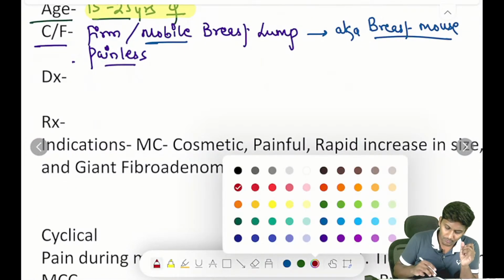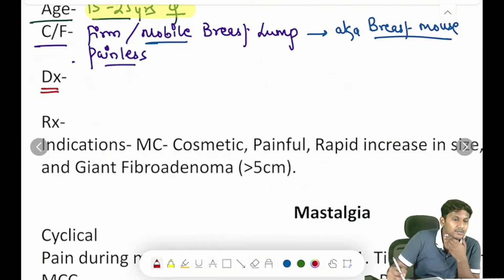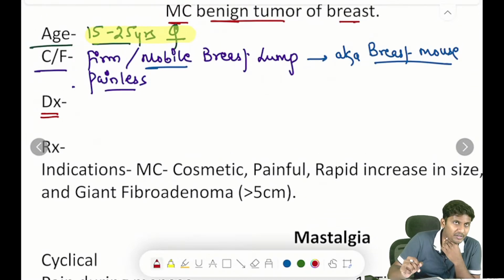Okay? That is important. Now what is done for diagnosis? If I talk about the diagnosis, then definitely for diagnosis, what we have to do? As I've told you, this is a young female who is coming to me with a breast lump. Definitely triple assessment should be done for a breast lump. Yes, I've started the triple assessment. I've done history taking in the patient. Then definitely I'll do a clinical examination.